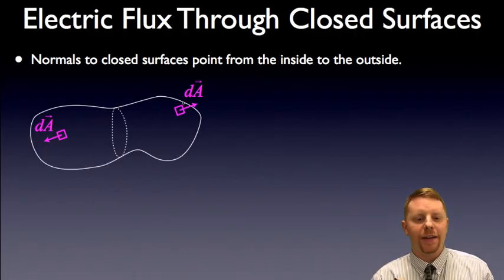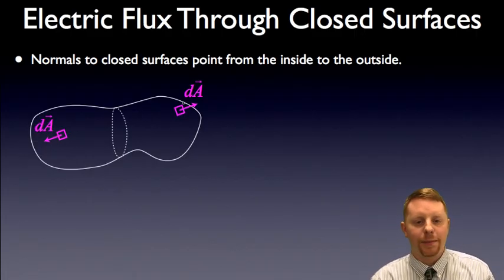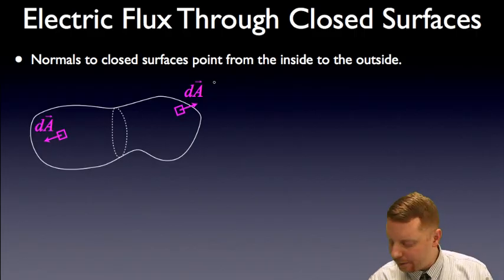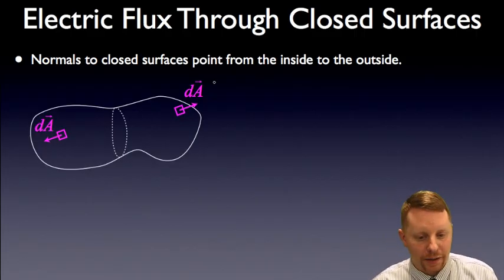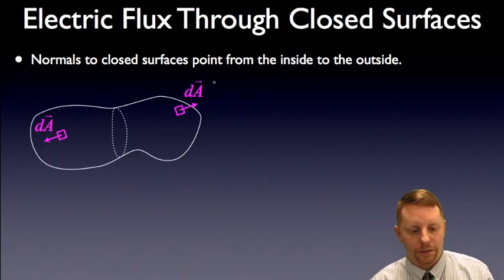If the flux is going from the inside to the outside, we call that a positive flux. If it's going from the outside to the inside, that is a negative flux. So, normals to closed surfaces point from the inside to the outside when we're talking about these. If there's more flux from the outside to the inside than inside to outside, you have a negative total flux, and vice versa for a positive total flux.